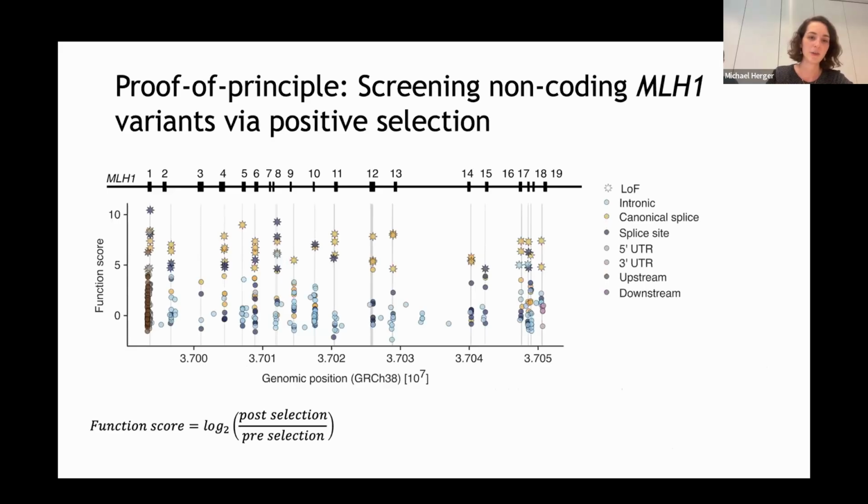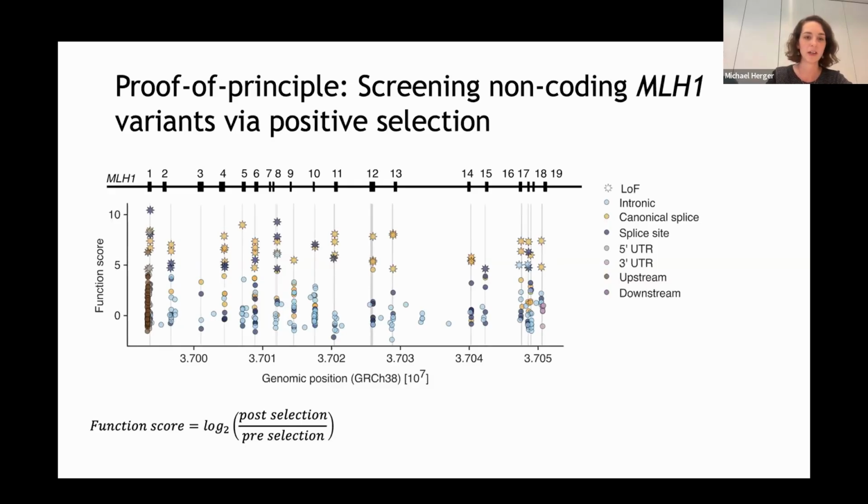If we now look at the data we generated, this is a gene function map. On the x-axis, we have the genomic position of all of the variants we have tested. And on the y-axis, we again have a function score, which we derived by comparing the frequencies of pegRNAs after selection to the frequencies before selection. And because in this experiment, loss of function variants will be enriched through our drug treatment, they will receive a high score.